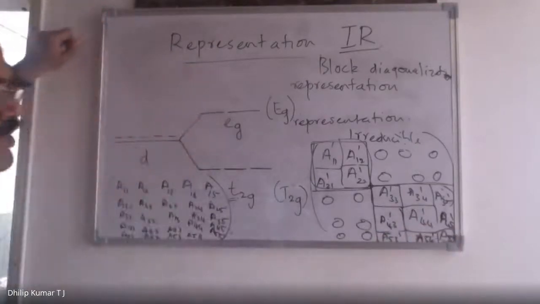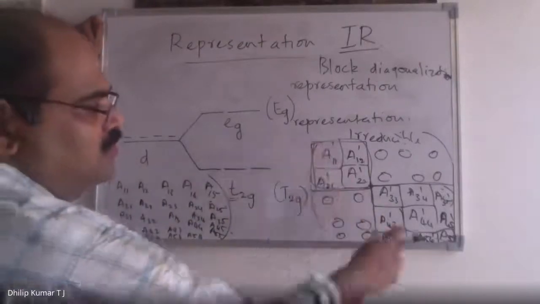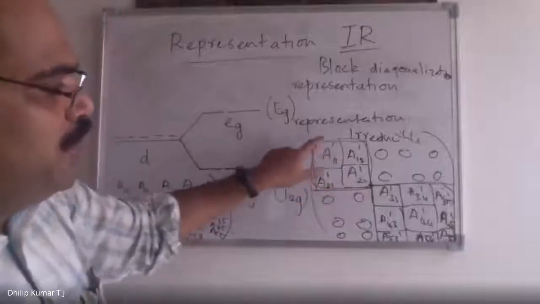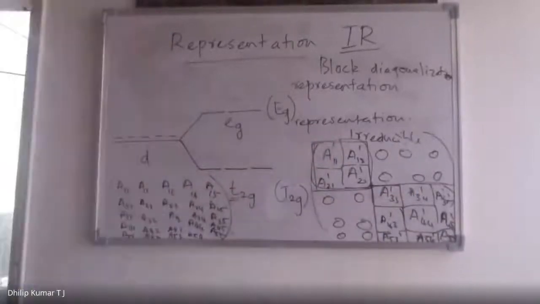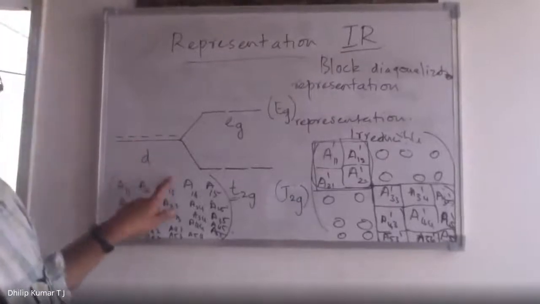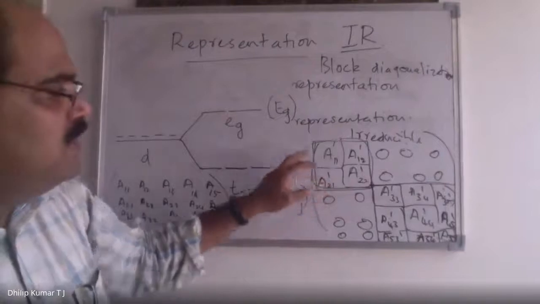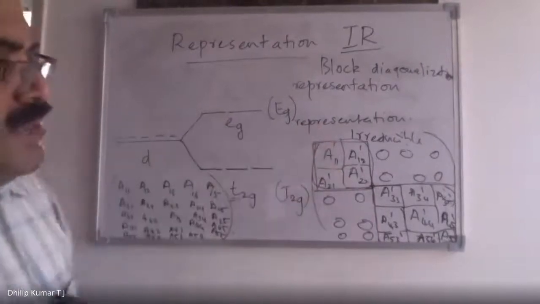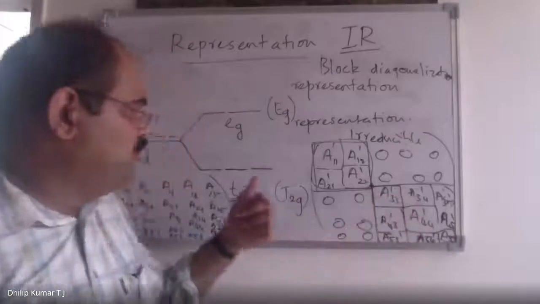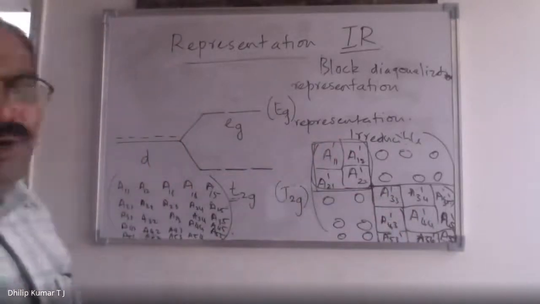So what we have done is we converted the 5 by 5 matrix into two special matrices. This one is a 2 by 2 matrix. This one is a 3 by 3 matrix. So we have converted a reducible representation of d orbitals into an irreducible representation of d orbitals of a 2 by 2 matrix and a 3 by 3 matrix. And this one is for T2g orbitals, and this is for Eg orbitals. So we can correlate like this.